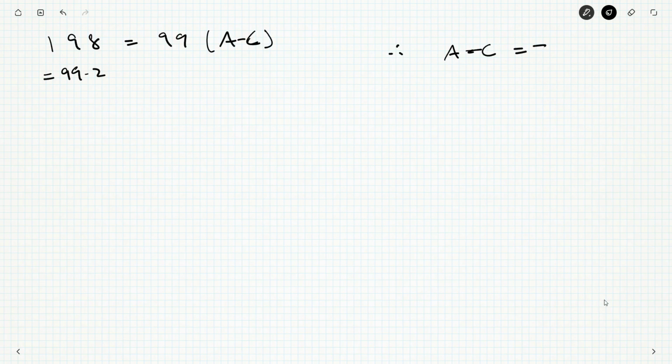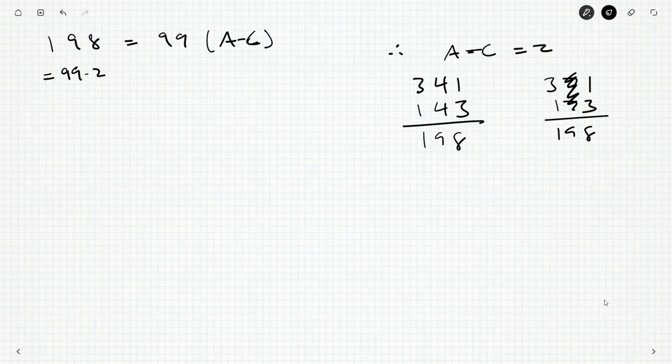Okay, so we know we've got a range for A, B, and C. Now, 198 is 99 times A minus C. But 198 is 99 times 2. So A minus C must be 2, and that's really the only condition. The B's don't enter into it at all. Okay, if I have 341 and subtract 143, I'm still going to get 198. And if I do 371 and 173, I'm still going to get 198. The B's don't matter. They cancel each other out. Okay?